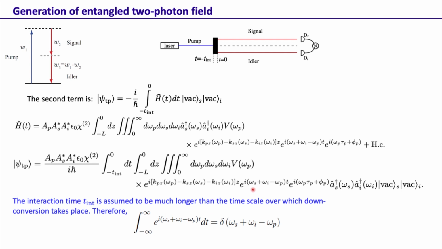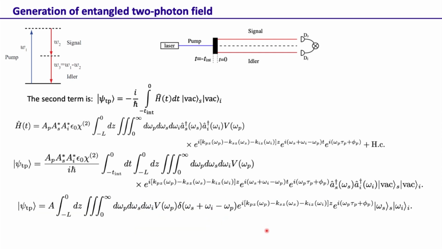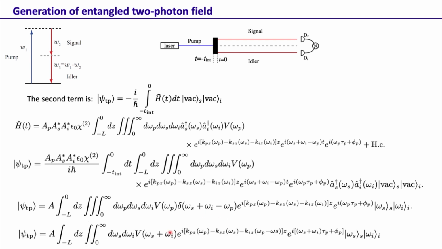And as a result, this time integral, which is the only time integral we have, involves omega s plus omega I minus omega p. This time integral we can then write as just this delta function, delta of omega s plus omega I minus omega p. So if we now write it out, this is what we get, that's the delta function. And if we now integrate over this omega s integral, this delta function will go away, and we will be left with this integral.